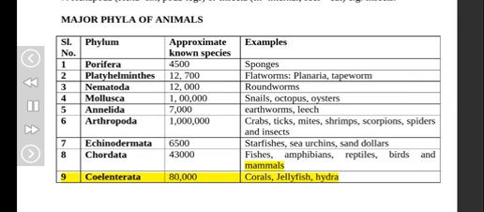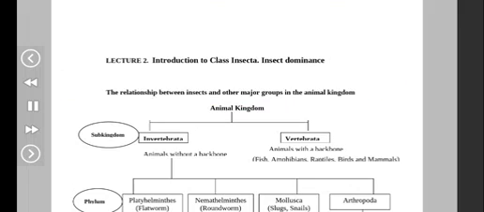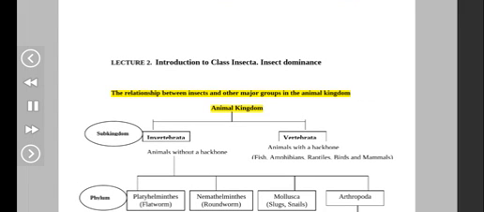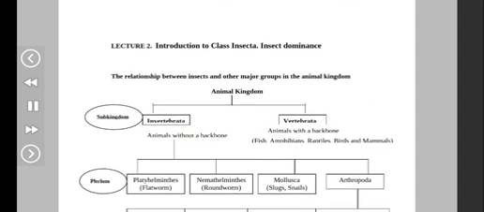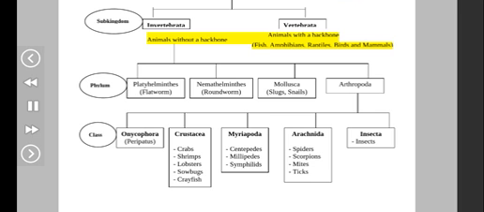Lecture 2. Introduction to class Insecta. Insect dominance. The relationship between insects and other major groups in the animal kingdom. Animal kingdom: Invertebrata, animals without a backbone; Vertebrata subkingdom, animals with a backbone: fish, amphibians, reptiles, birds and mammals. Phylum Platyhelminths, flatworm. Nemathelminths, roundworm. Mollusca, slugs, snails. Arthropoda. Class Onychophora, Peripatus. Crustacea: crabs, shrimps, lobsters, sowbugs, crayfish. Myriapoda: centipedes, millipedes, symphylids. Arachnida: spiders, scorpions, mites, ticks. Insecta: insects.